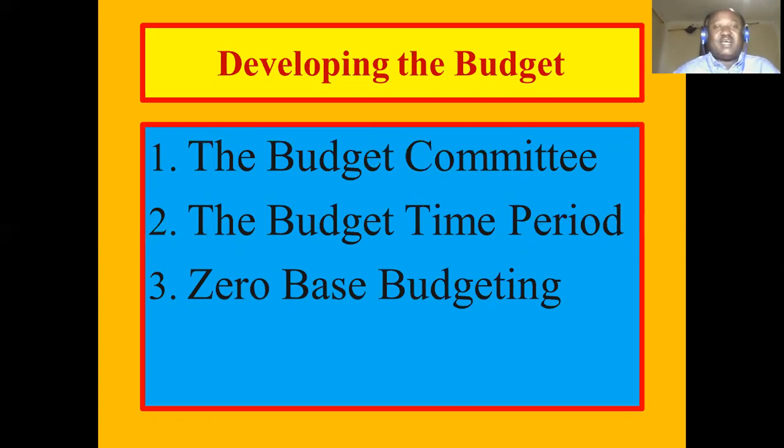One, we have to have what we call the budget committee. We are going to explain them in turn and in detail in the next slides. Two, the budget time period. Is it a day? Is it a week, a month, and so on? Let's also look at zero-based budgeting. In the next slides, we're going to look at these three in detail and in turn.